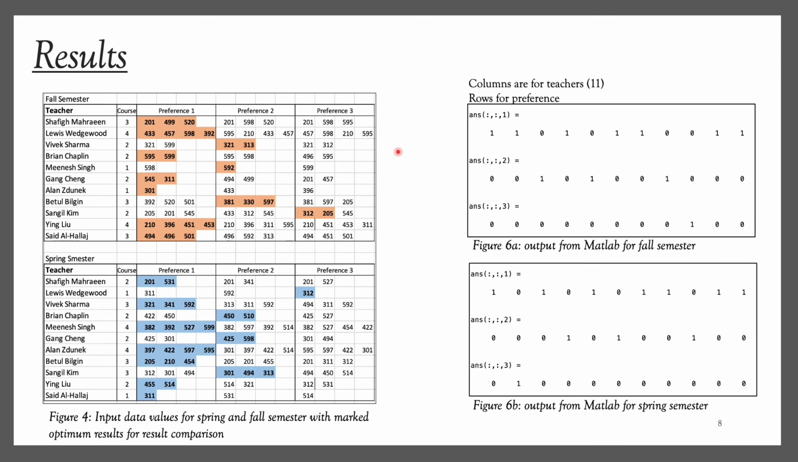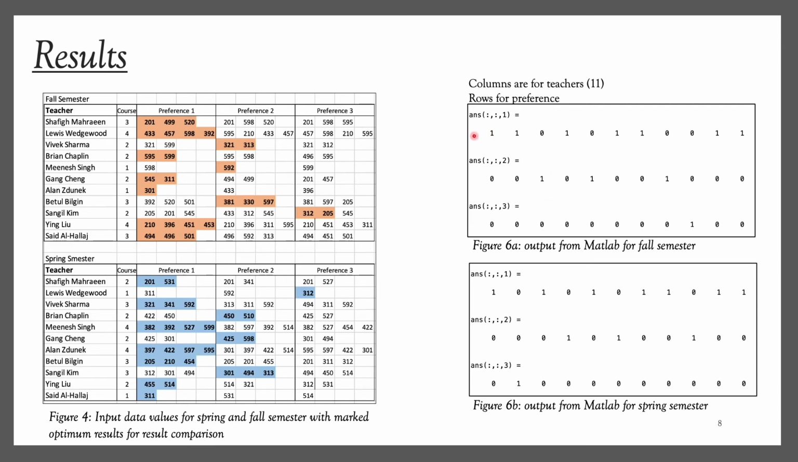In this slide, we have figure 6a and 6b, which are compared against figure 4. This is how we get results from the MATLAB, and we can understand these matrices using our input data. So over here, all the columns are for teachers. There are 11 columns, and those are for 11 teachers, and each row represents preference. So this is preference 1, preference 2, preference 3, and 0 over here means that this particular teacher got his first preference, while this particular teacher got his second preference.